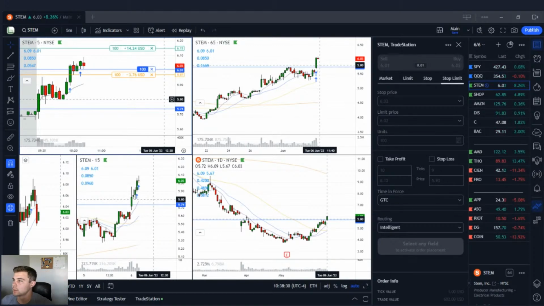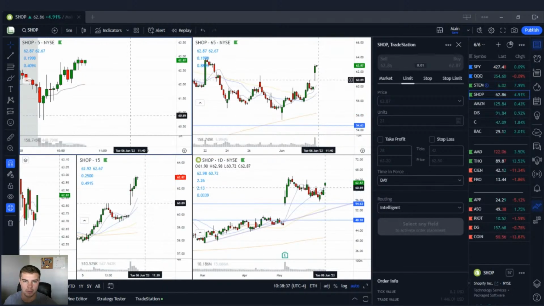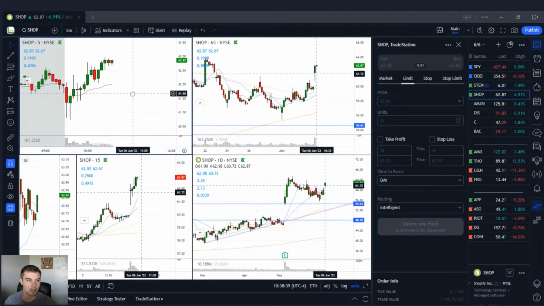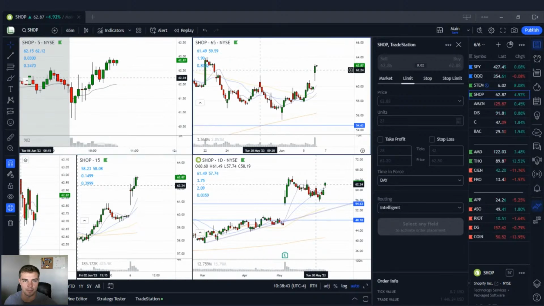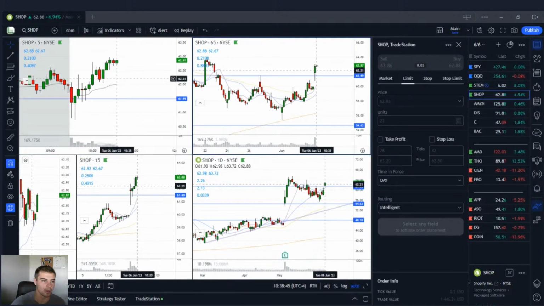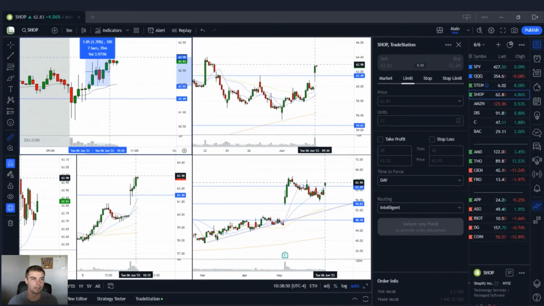All right. And that Shopify is really one I feel like I probably should have had. That was a nice gap. That was a nice gap. I really did like it quite a bit. Should have drawn that line in the pre-market. Man.